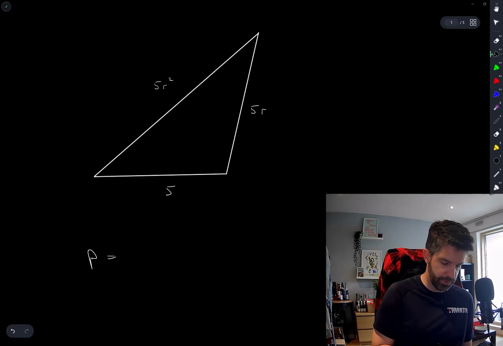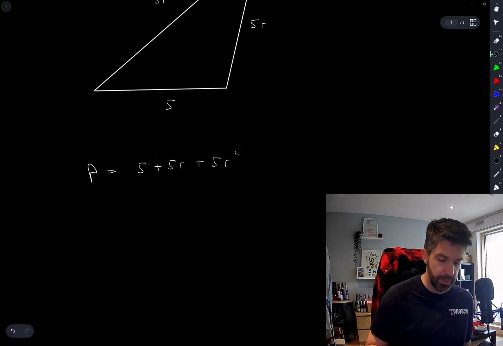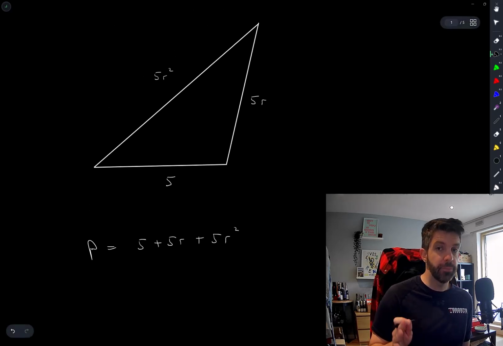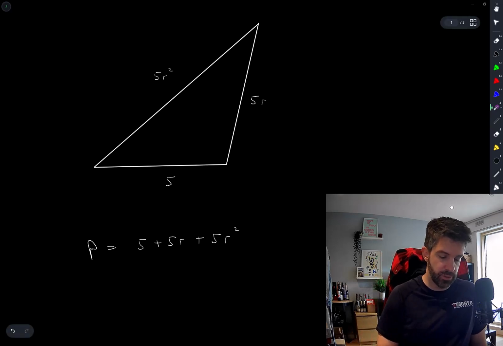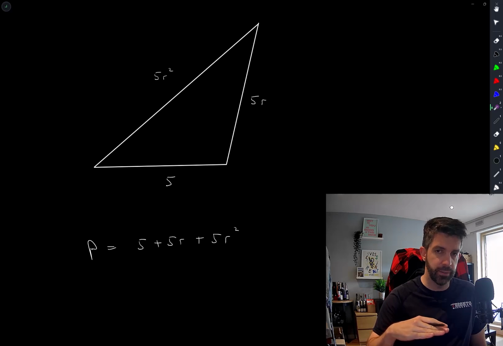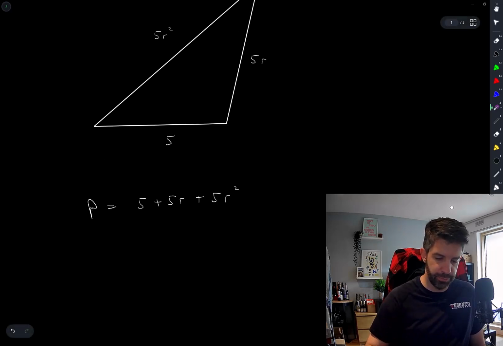The perimeter is of course just 5 plus 5r plus 5r squared. The issue here is that there's going to be a bound on r. As r gets larger and larger, this side length grows so quickly that it will eventually be larger than the sum of that side and that side, and so you can't actually form a triangle with these things. So in some sense, there is no maximum, because as r gets larger and larger, eventually this triangle will just be a flat single line with area of 0. But I assume that's pretty much what they're looking for.